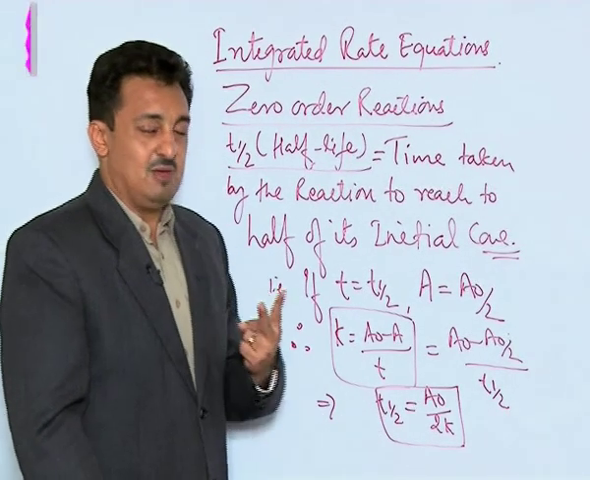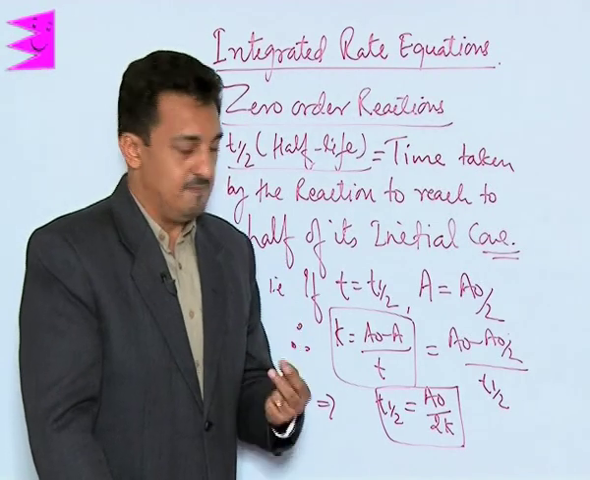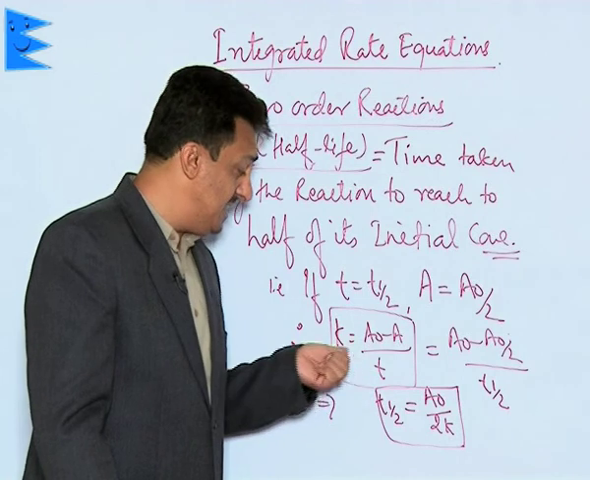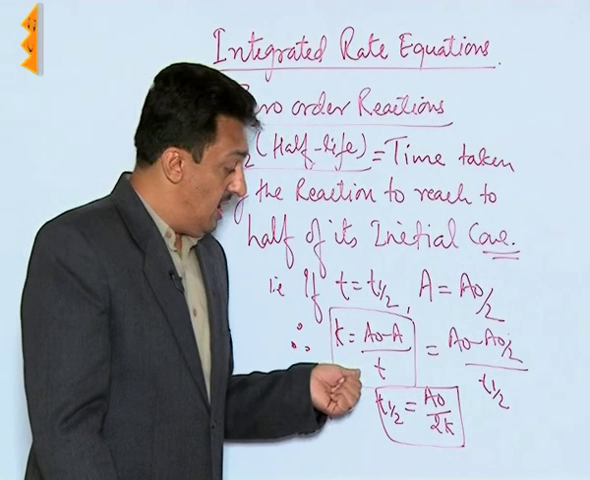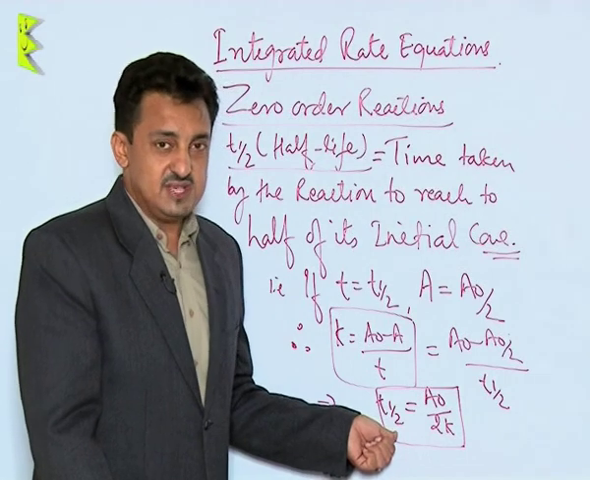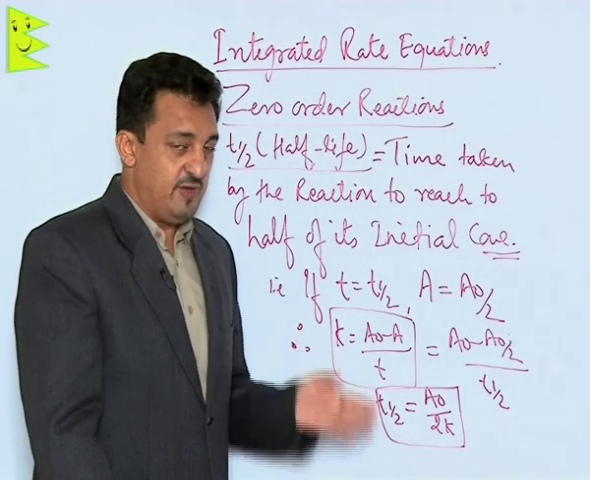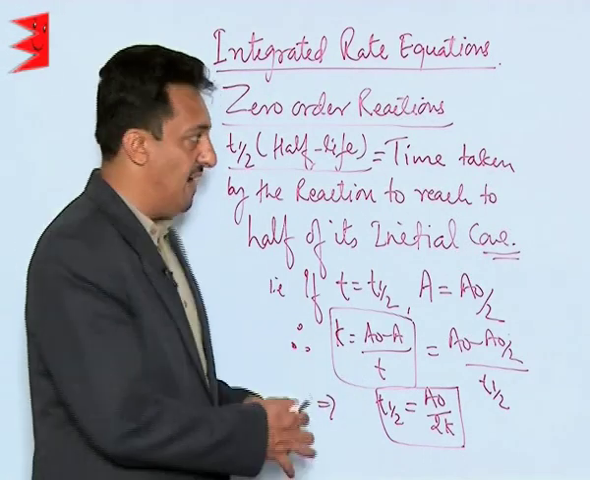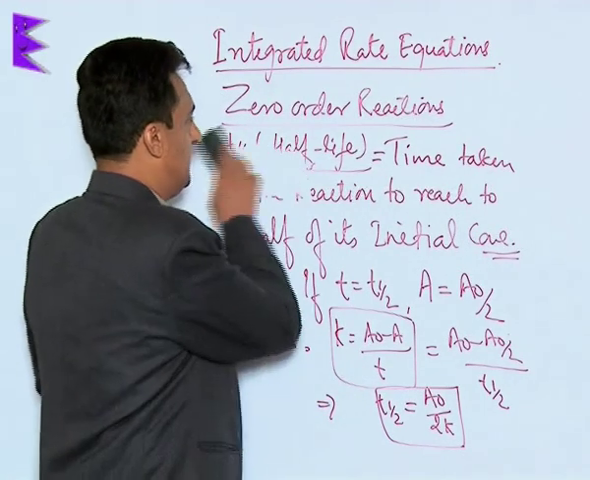So we need to remember basically the two formulas for zero order. The one is this one, the rate equation, or we can write Kt is equal to A naught minus A, and the second is the half-life equation, which is A naught upon 2K. Both of these are very important formulas. Now before moving further into the numericals of this, let us first understand certain graphs for the zero order reaction.